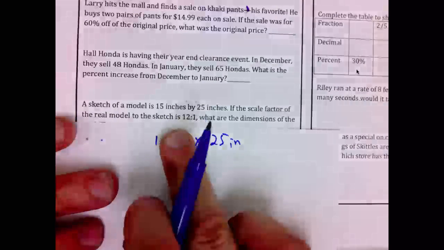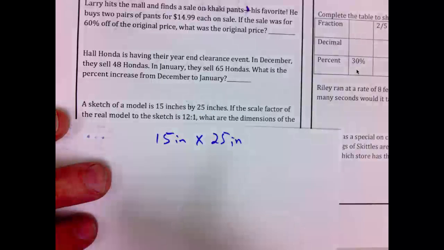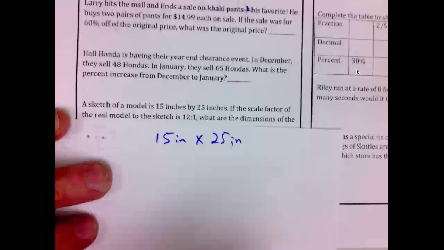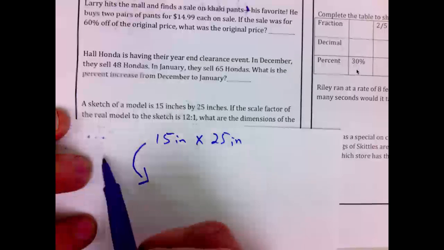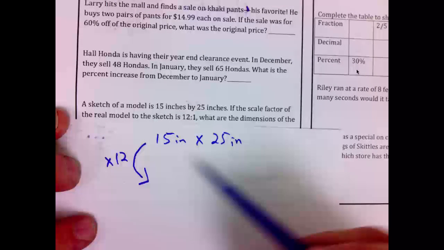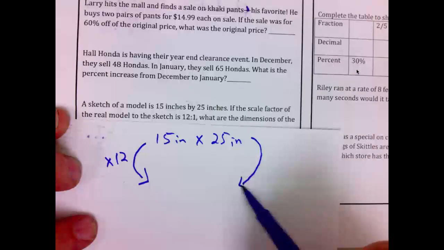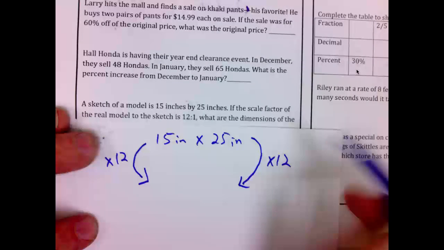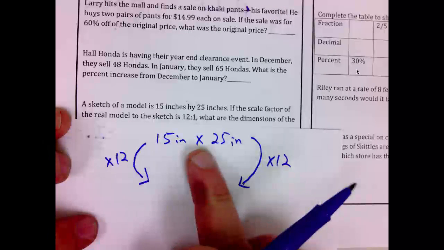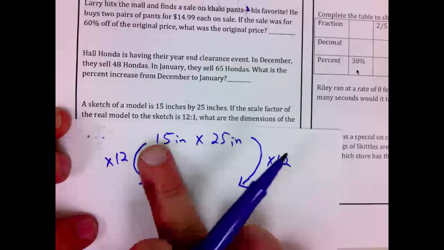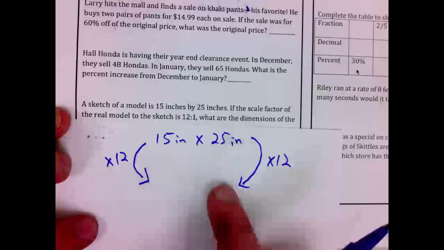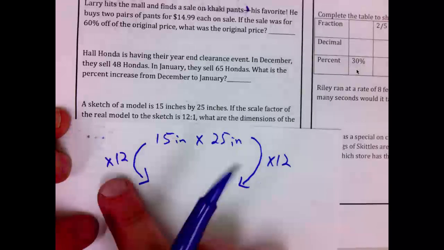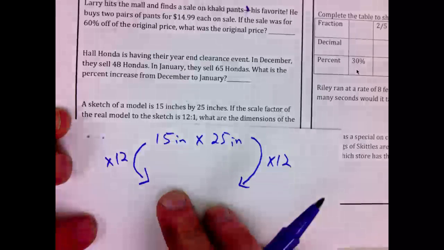But our scale factor is 12 to 1. That is, in real life, it's 12 times the amount. So we're simply going to multiply both of these numbers by 12, times 12 and get some new dimension here, times 12 and get some new one here. We take our sketch, multiplying by our scale factor, and we will find these two new dimensions. 15 times 12, 25 times 12.